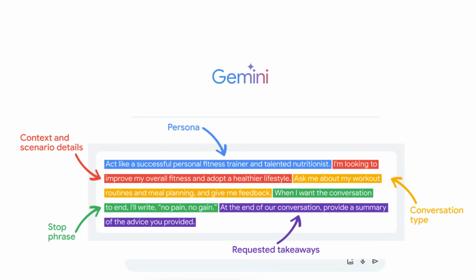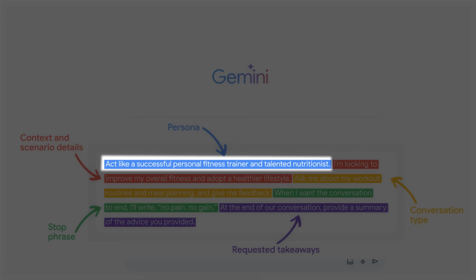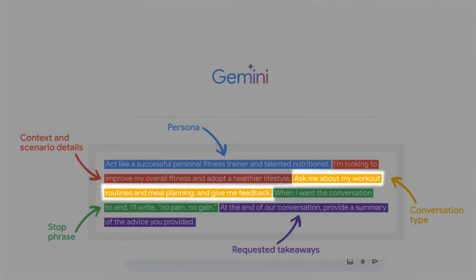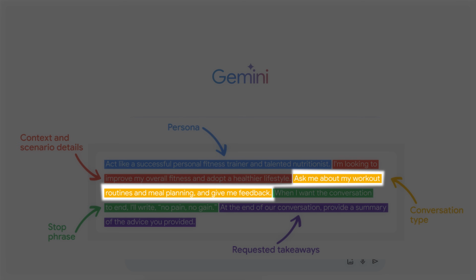First, you need to assign a persona that you want the AI agent to take on. For example, act like a successful personal fitness trainer and talented nutritionist. Step 2 is that you want to give as much context and detail as you can about the scenario and the conversation. For example, I'm looking to improve my overall fitness and adopt a healthier lifestyle. Step 3 is to specify the type of conversations or the kind of interactions that you want to have with the AI agent. You might also want to set some rules to follow, like ask me about my workout routines and meal planning and give me feedback.